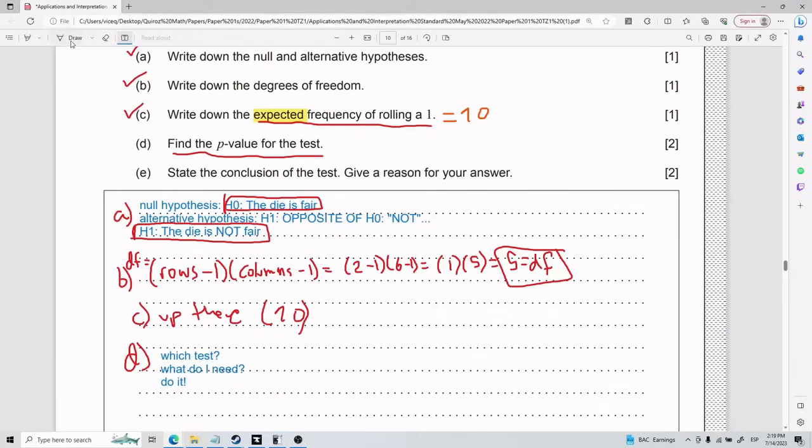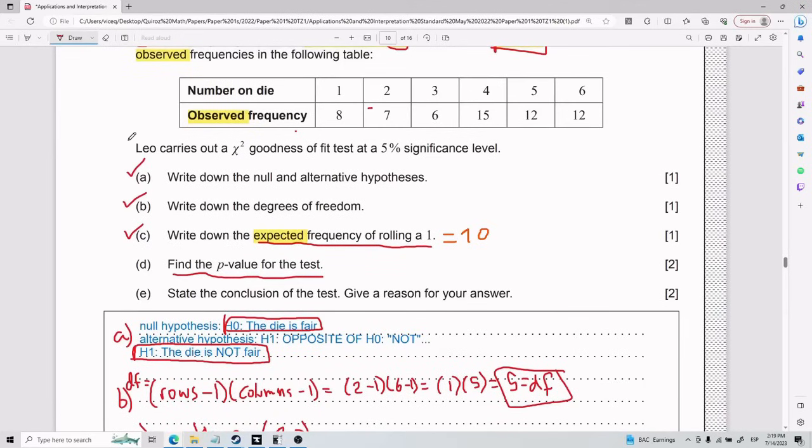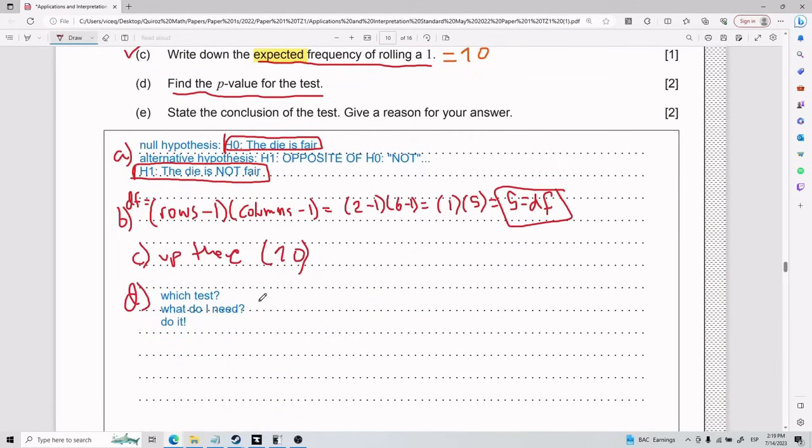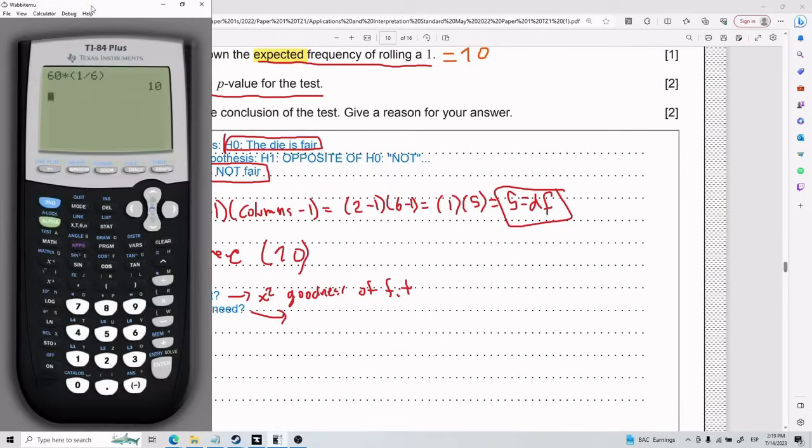So, which test is it? Here it says that Leo carries out a chi-square goodness of fit test. Now that tells me more than what you think. It's chi-squared goodness of fit. What do I need? We're about to find out, and then we need to do it. So it's a chi-square goodness of fit test. So I pick up my calculator.